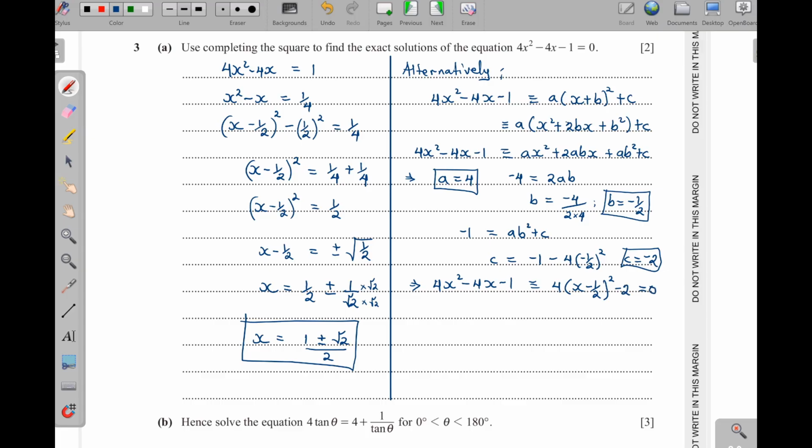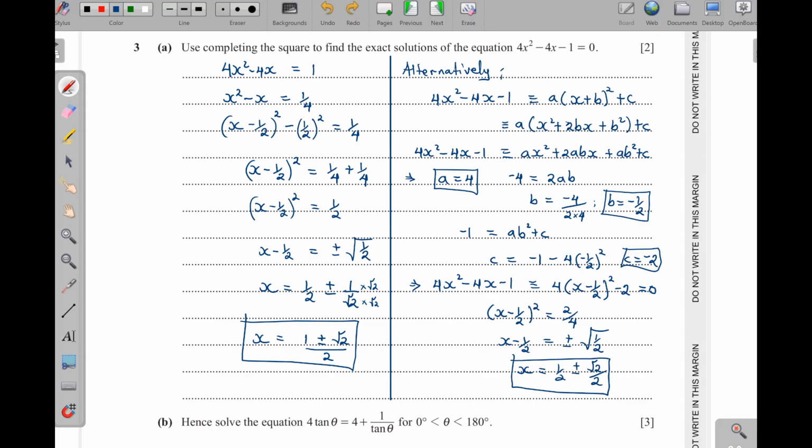Then we shall equate this one to 0. So take this one here, then you divide by 4. We can have x minus a half squared shall be equal to 2 over 4. And then we can take the square roots. It will be plus or minus the square root of, of course, this one gives us a half, not so? Then x becomes a half plus or minus. This one is root 2 over 2. The same thing that we have gotten here.